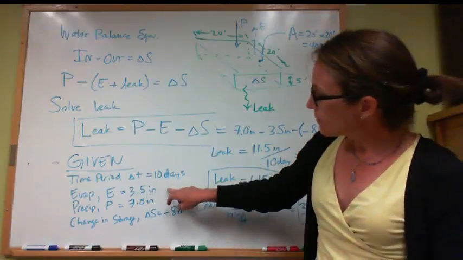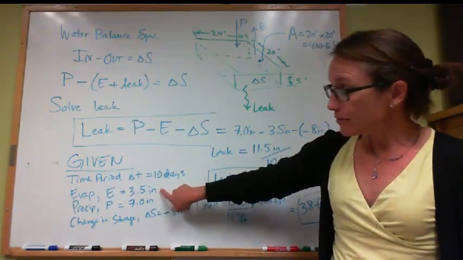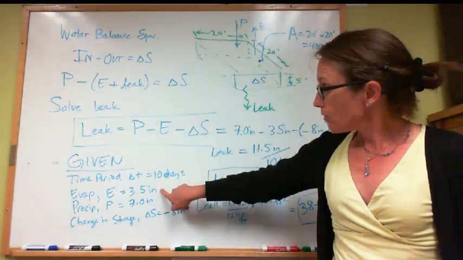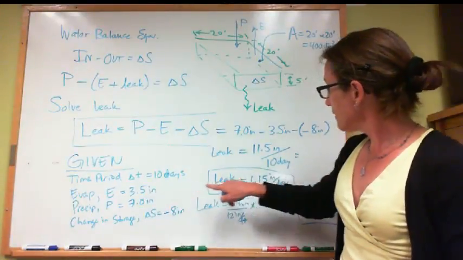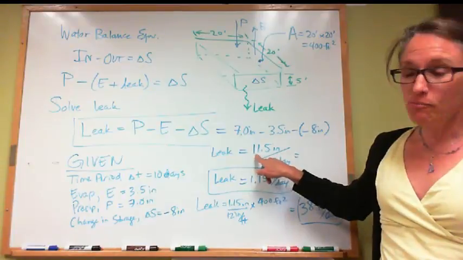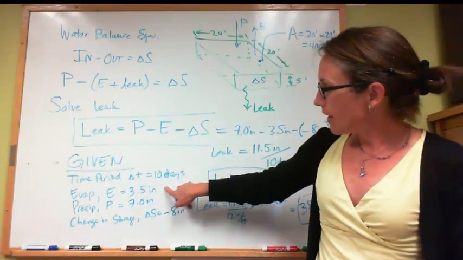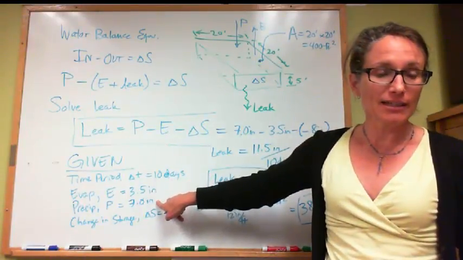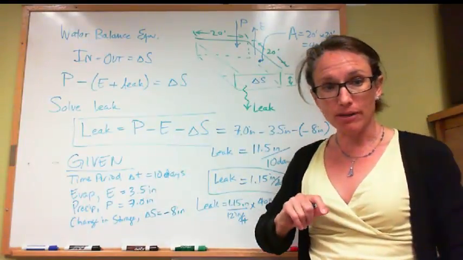So again, let's compare the magnitude. Our precip in was twice the evaporation out over that 10-day period, and the leak was greater than either of those. So more water leaked out and evaporated out than rained in, which is why the water level was dropping in the pool.